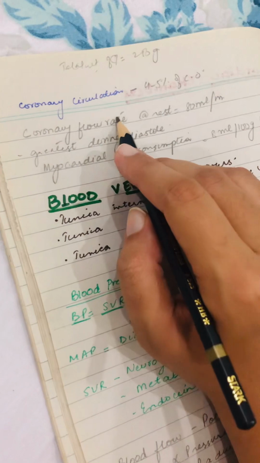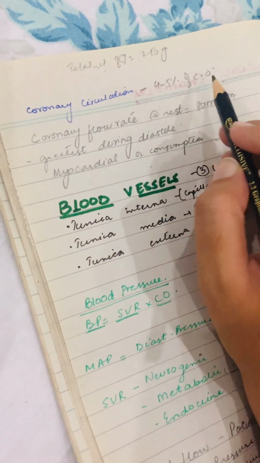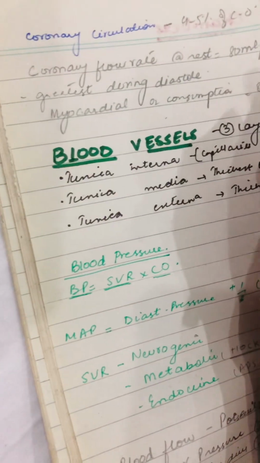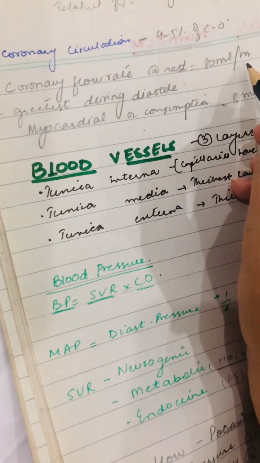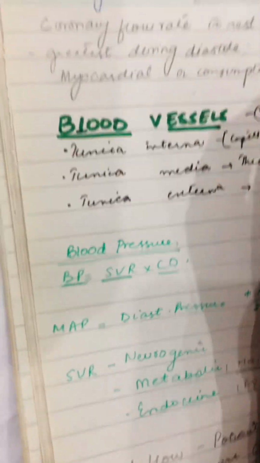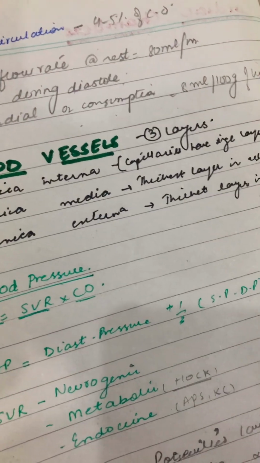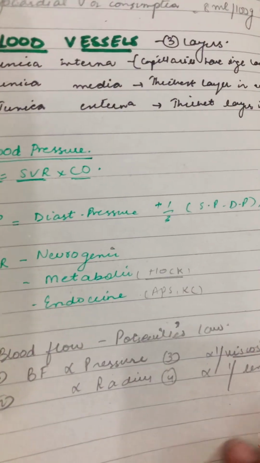Now coming on to our next topic, that is the coronary circulation. Coronary circulation is 4 to 5% of the cardiac output. The coronary flow rate at rest is 80 ml per minute, and it is greatest during the diastole. And what is the myocardial oxygen consumption? It is 8 ml per 100 gram of the tissue, and we know that the heart weighs 250 gm overall.